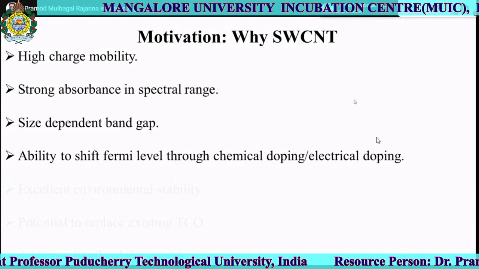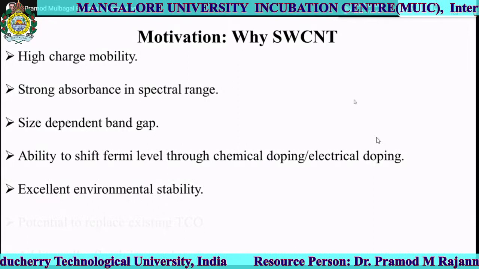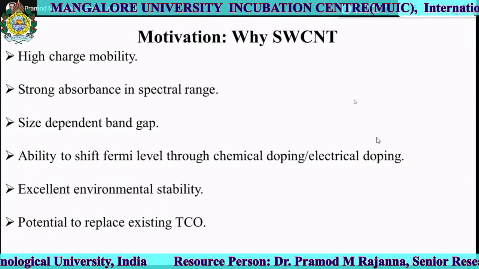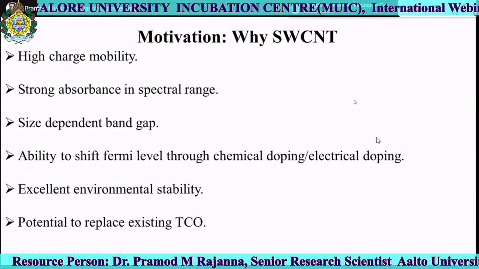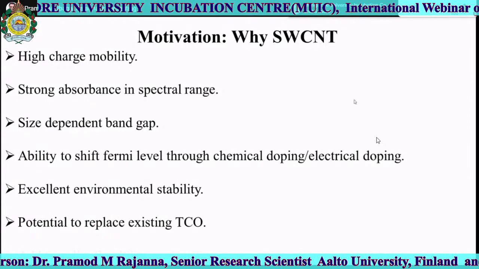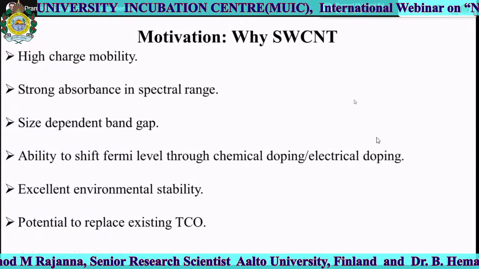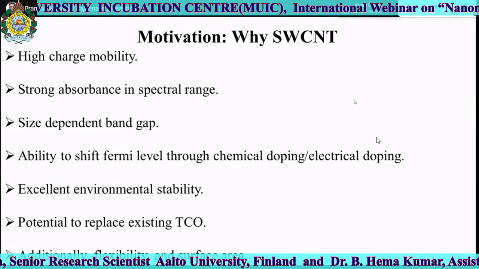It has excellent environmental stability, and it has been the main contender for replacing the existing transparent conductive oxides, which have been dominated by indium tin oxide and fluorine doped tin oxide. While they tend to be n-type transparent conductors, carbon nanotubes are p-type transparent conductors. So in the later part of my lecture, you will see how the transformation has been in carbon nanotubes as a contender for transparent electrodes. Additionally, it can be flexible and it can have a larger surface area.